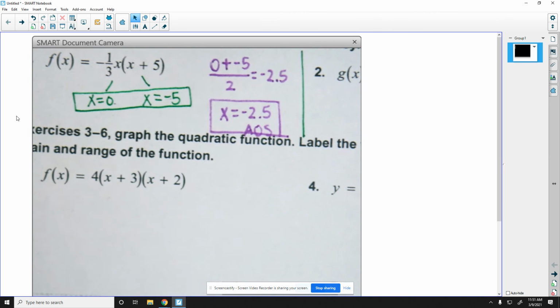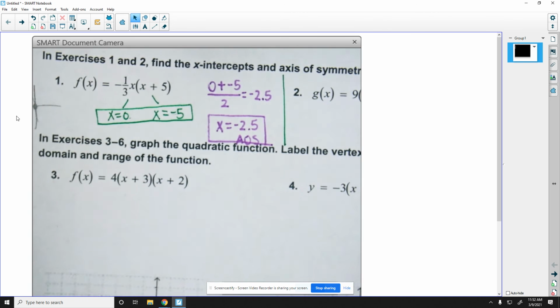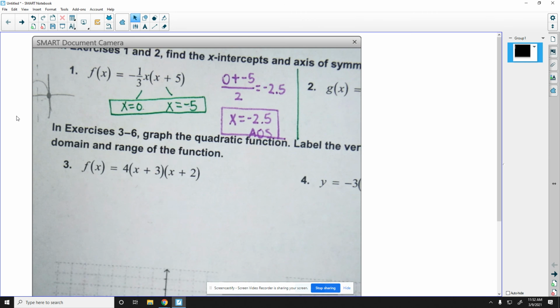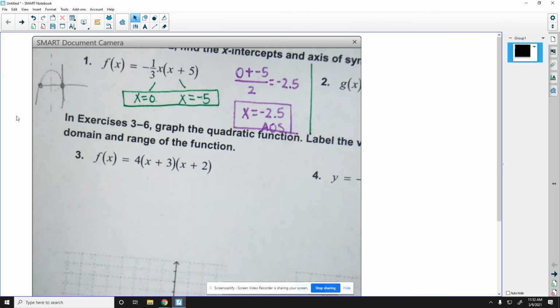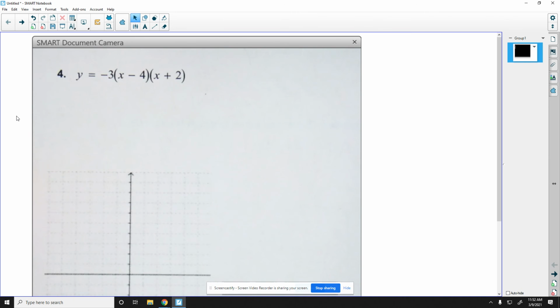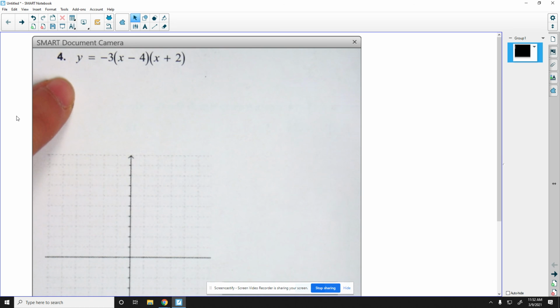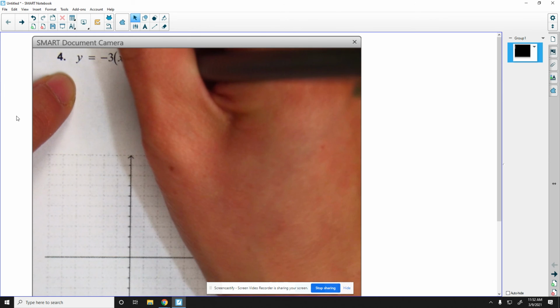Okay. Number 3, 4, 5, and 6. I have to graph it, label it, axis of symmetry, x-intercepts, domain, range. Woo! All right, here we go. Let's do number 4. So let's graph it. The easiest way to graph it is by finding the zeros first. So let's find the zeros.